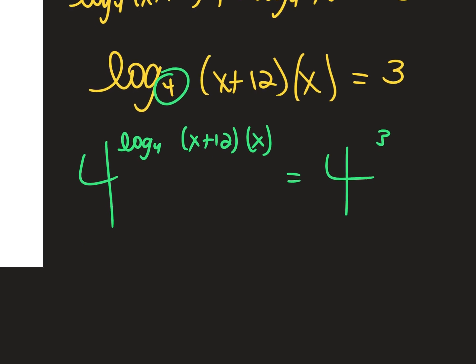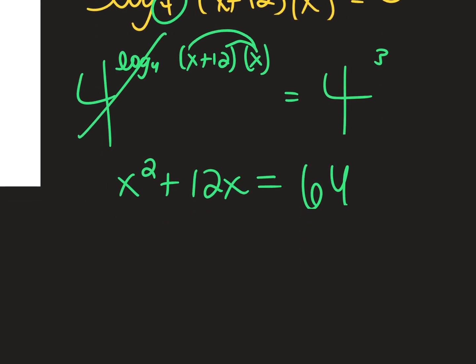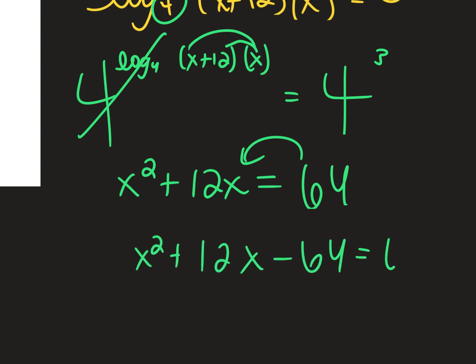So 4 log 4 does what? Cancels. Are you guys okay with me multiplying here? So I have x squared plus 12x equals, calculators, 4 to the 3rd power. 64, okay. So move the 64 over. X squared plus 12x minus 64 equals 0.